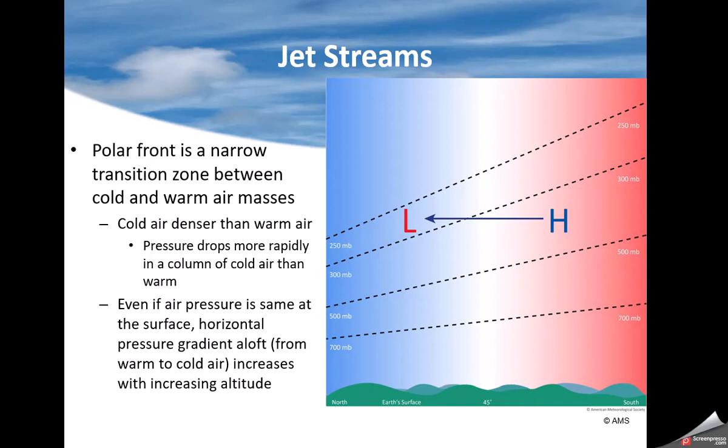Jet streams are where the temperature contrast is greatest. Well, that actually occurs further up in the atmosphere, and it occurs right about where the tropopause is, just a little bit below that. Because once you get above the tropopause, you actually get warmer. So just below that, there can be very extreme temperature gradients, and that is where the jet stream forms.